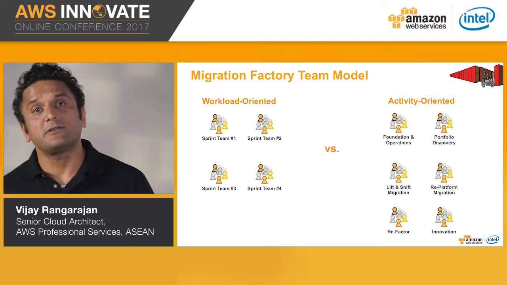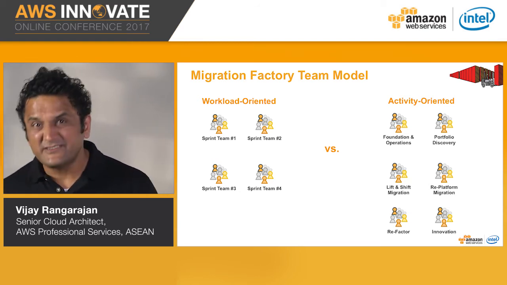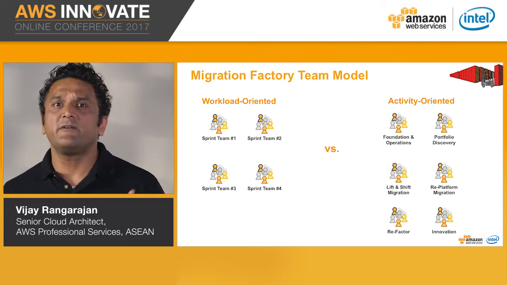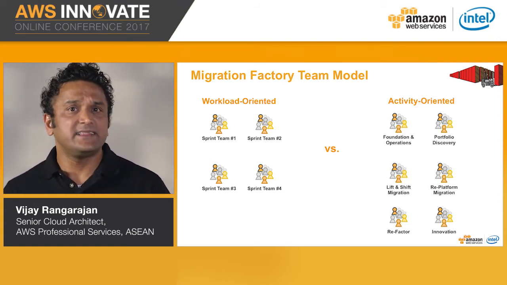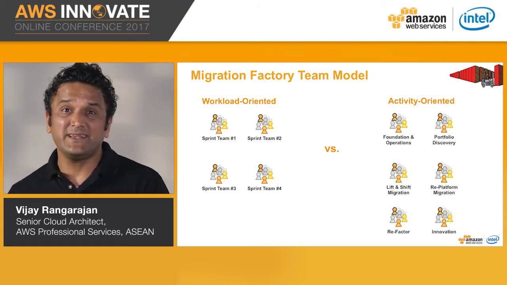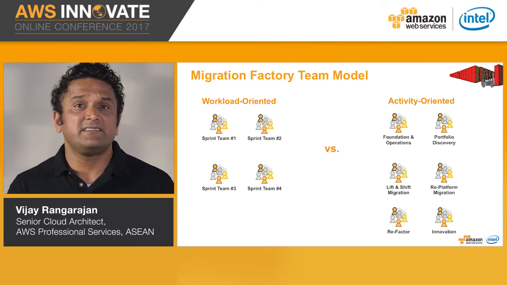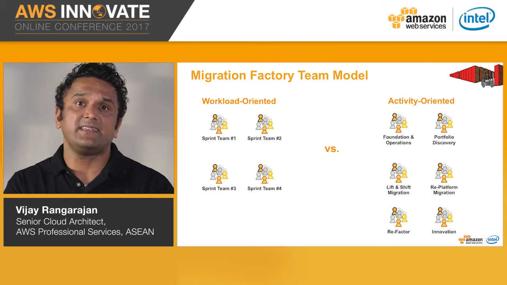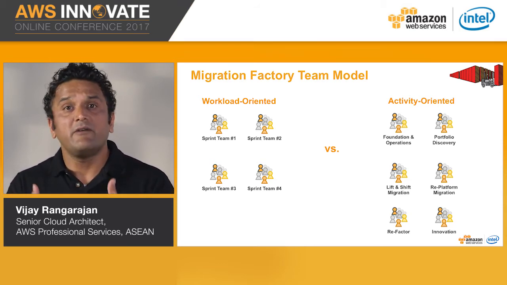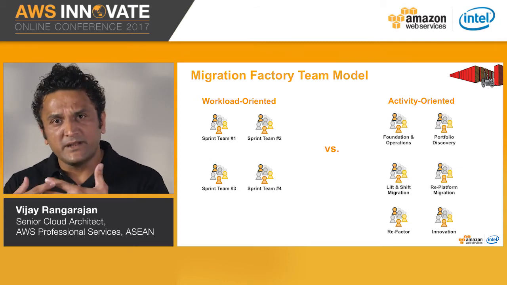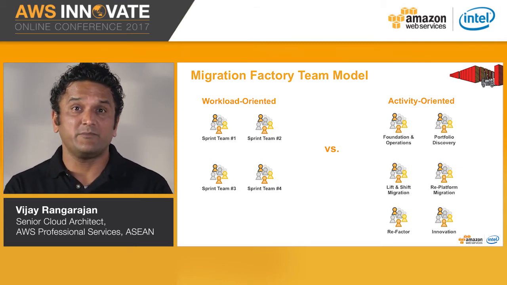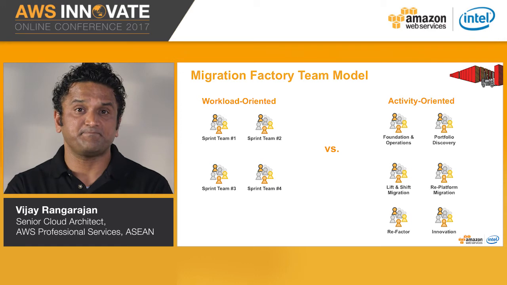Or the activity model. Here you have specialized resources who are focused on performing specific migration tasks. These resources are pulled on an as-needed basis, like a dedicated team, just to perform portfolio discovery. They just come in, discover, and then hand it off to lift and shift operations team or rehost teams where these resources will be completely involved to migrate your workload based on a specific migration option.